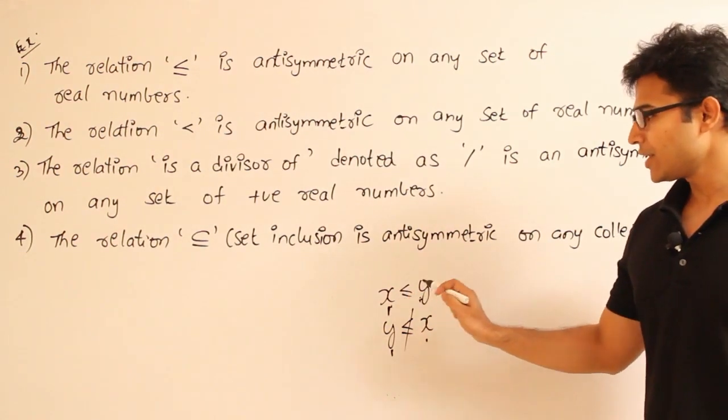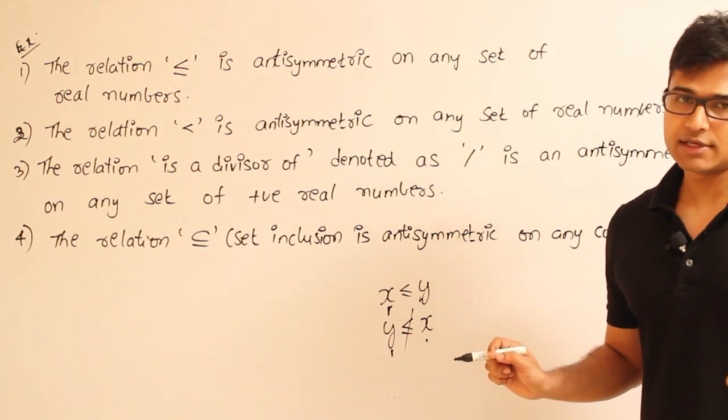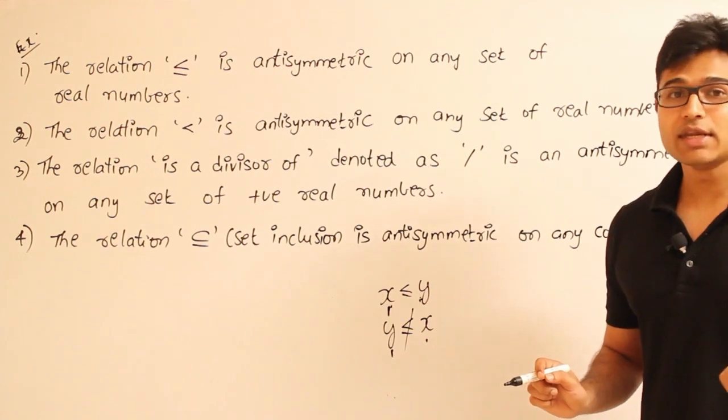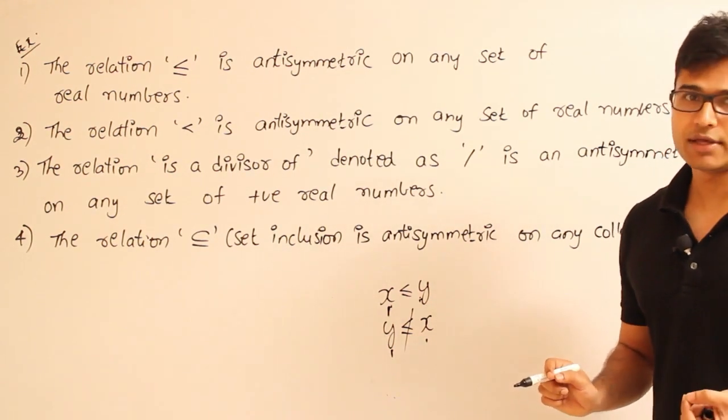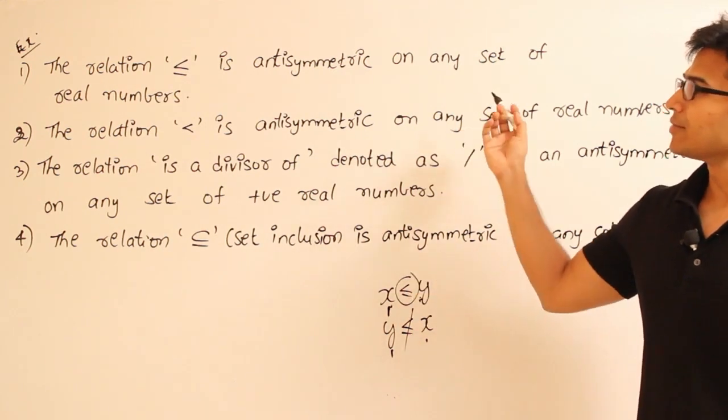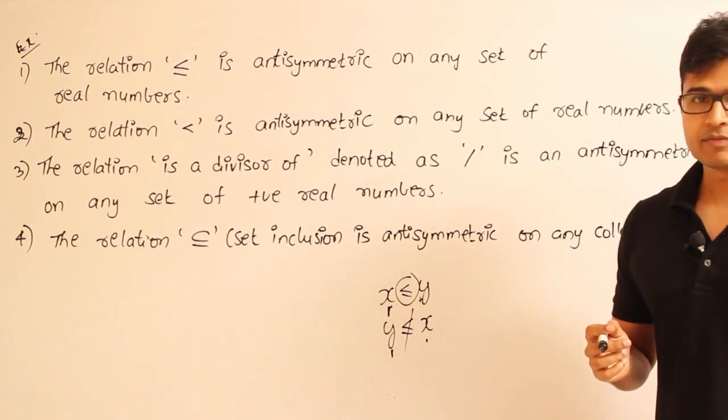Therefore, if x comma y belongs to the relation, then y comma x does not belong to this relation. The only case it will belong is when x equals y. Therefore, we can say that less than or equal to is antisymmetric on the set of real numbers, right?